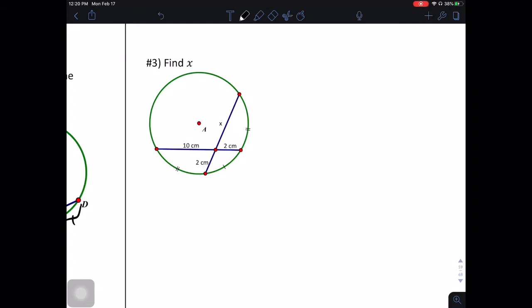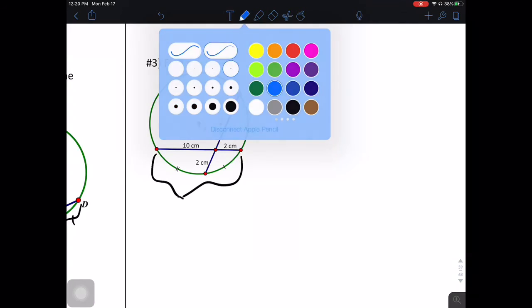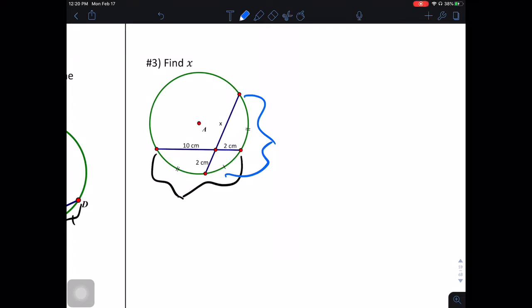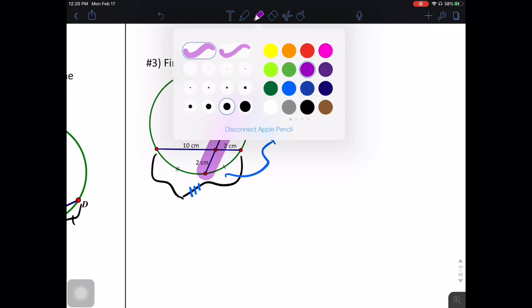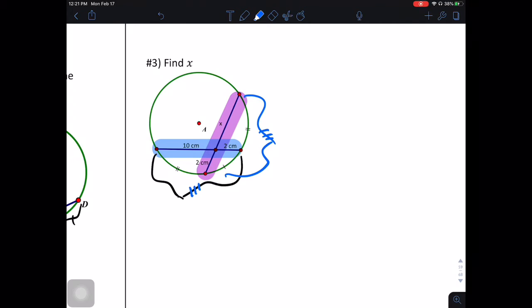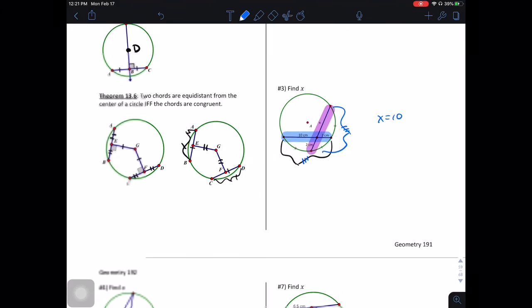Number 3, this gets a little tricky. Work with me here. This arc is made up of 2 dashes and 1 dash. This arc is made up of 2 dashes and 1 dash, which must mean that these arcs are the same. If those are the same, then that makes this chord and this chord the same. That's the first theorem we had today. Which means if this blue one is 10 plus 2, that must mean the purple one's also 10 plus 2, which makes x 10. Hopefully that makes sense.